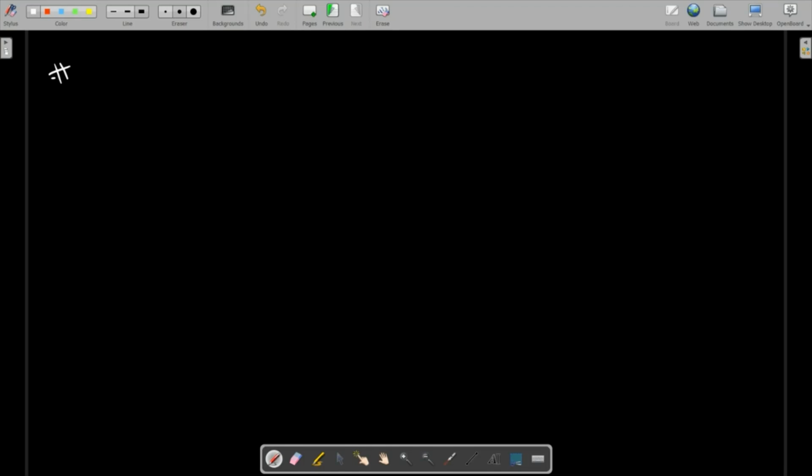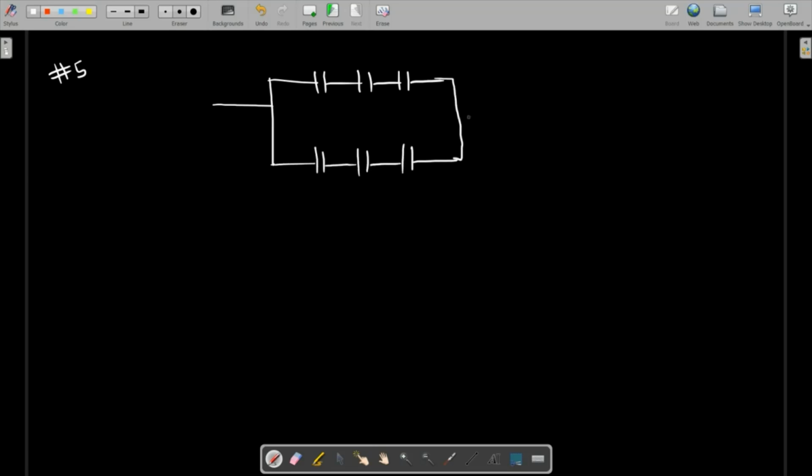Let's talk about another question. We can have a combination of the sort. We have 3 capacitances over here and another 3 capacitances over here, and we have to find the equivalent capacitance between A and B. So this is going to be, let's call it, 3 microfarad, 6 microfarad and 2 microfarad, and we have the 6 microfarad here, 2 microfarad here, and 3 microfarad here.